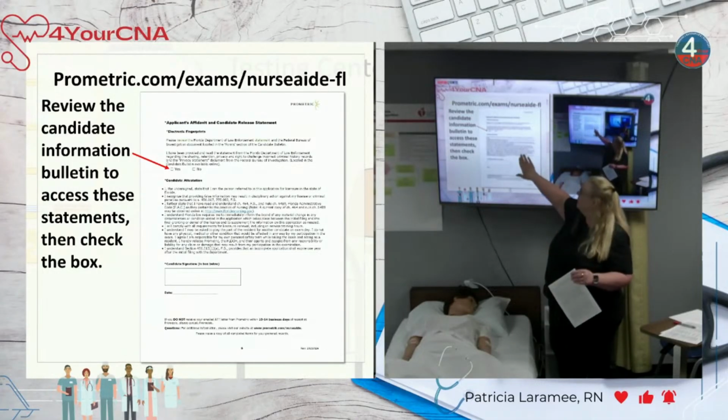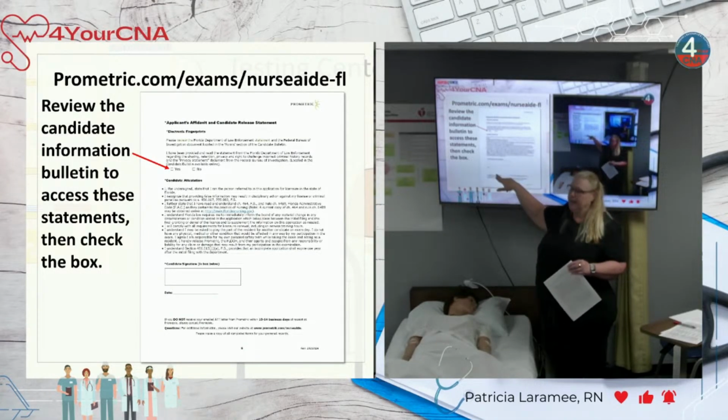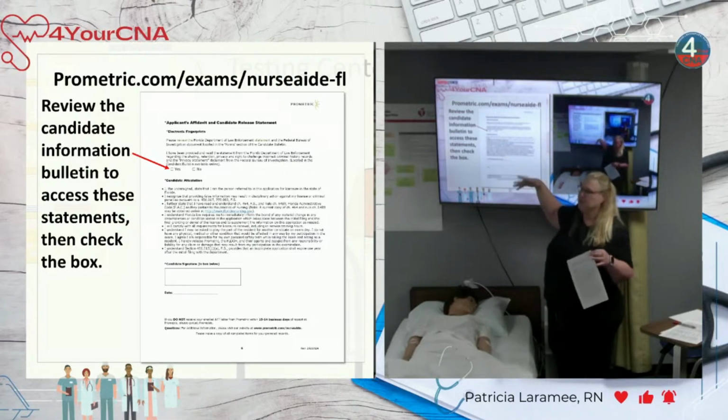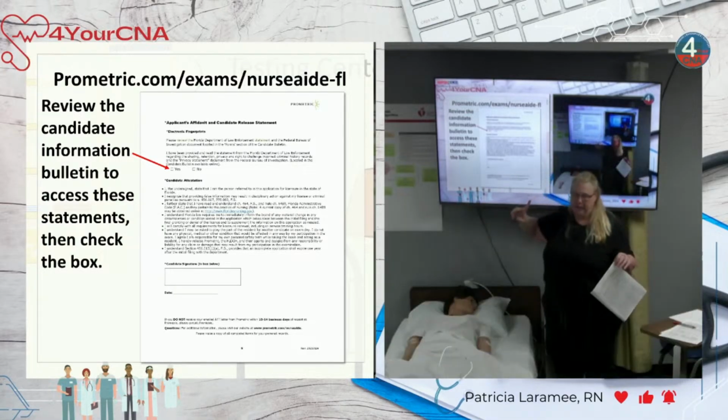You're going to read the affidavit. You're going to sign and date if you mail this in. If you're doing it online, there's nowhere to sign. It's just electronic. Good? Okay.